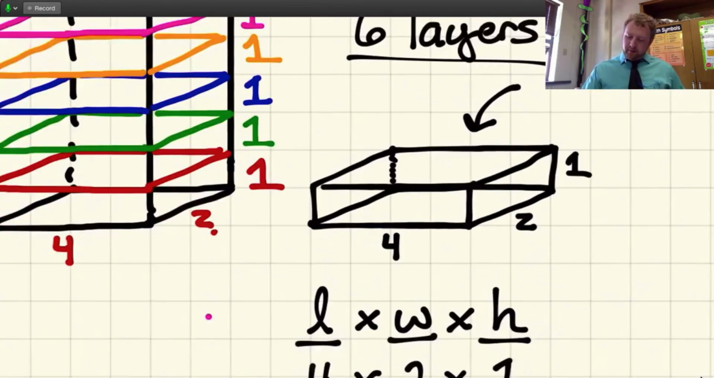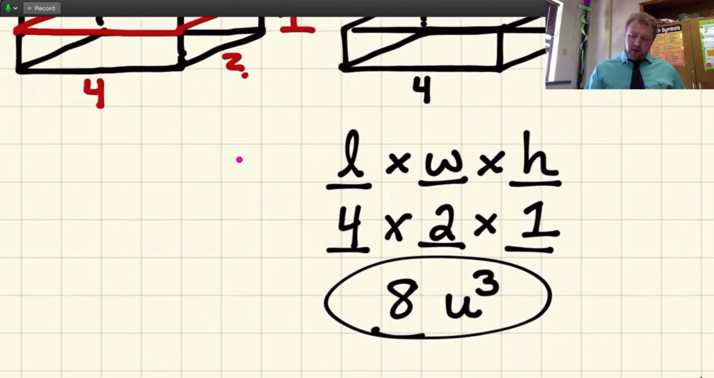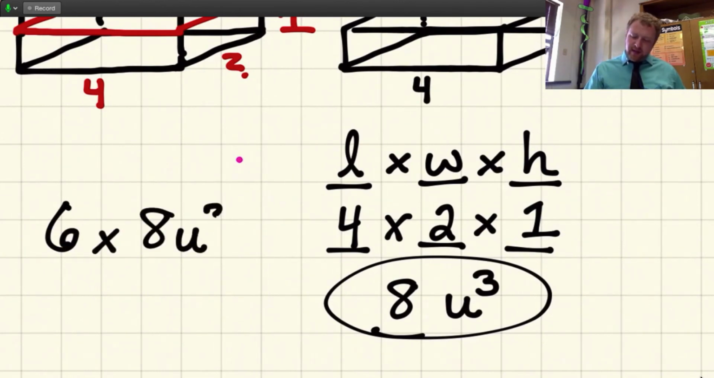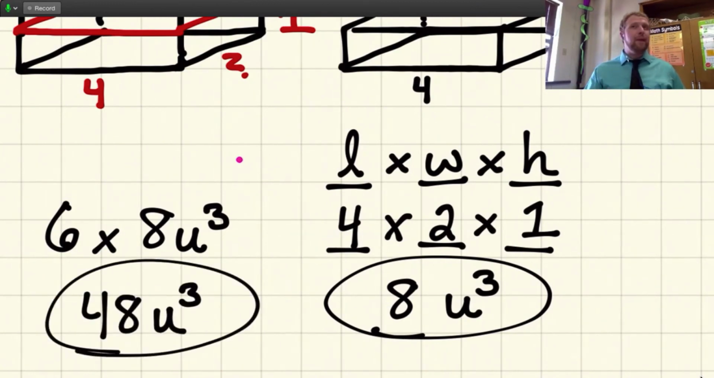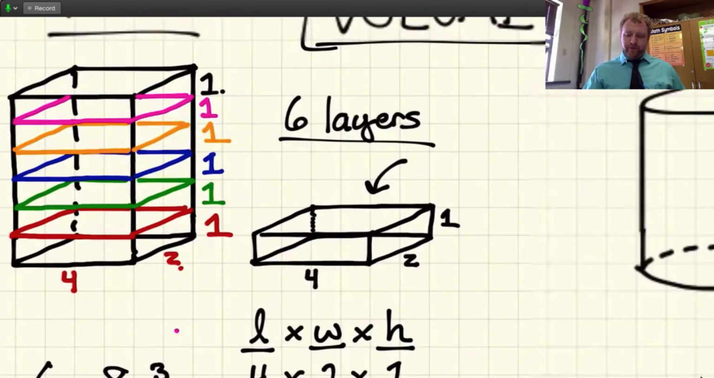Each layer has a volume of 8 units cubed. So that's like saying 6 times 8 units cubed. Jacob, what's 6 times 8? It's going to be a total of 48 units cubed. It's like adding up all the layers. But I've got a little bit of a shortcut for you. You don't have to do this for every problem.